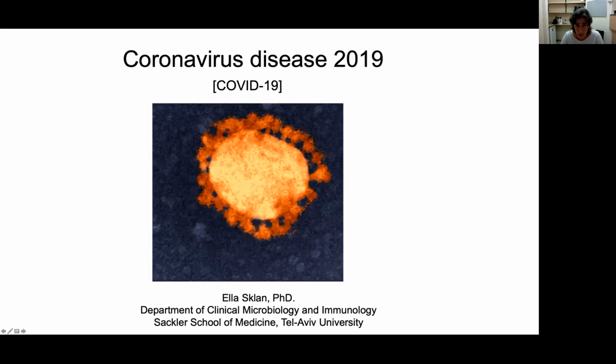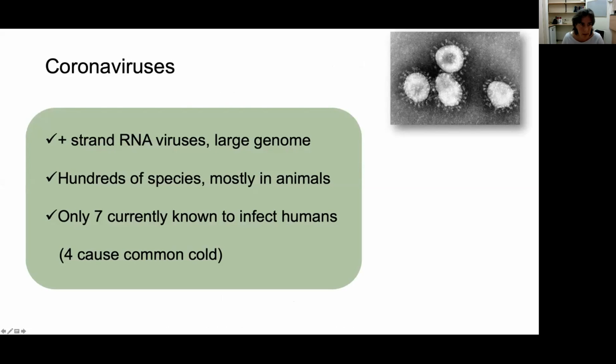So I don't think I really have to introduce the topic, so I'll just move to my next slide. Coronaviruses are positive strand RNA viruses. They're actually the largest positive strand RNA viruses that we know. Their genome is about 30 kilobases. I'll also say that I muted all of you, so you can unmute yourself in case you want to ask any questions. And I'll continue.